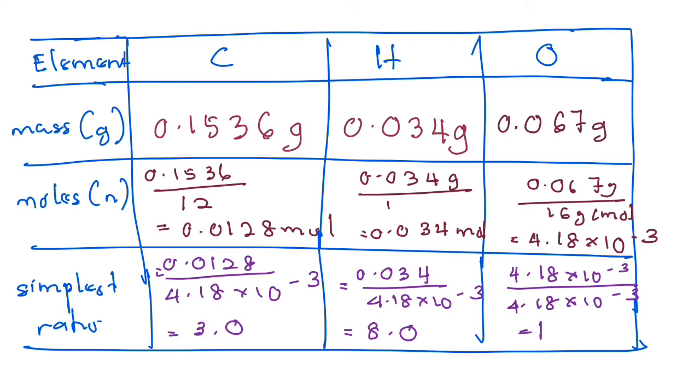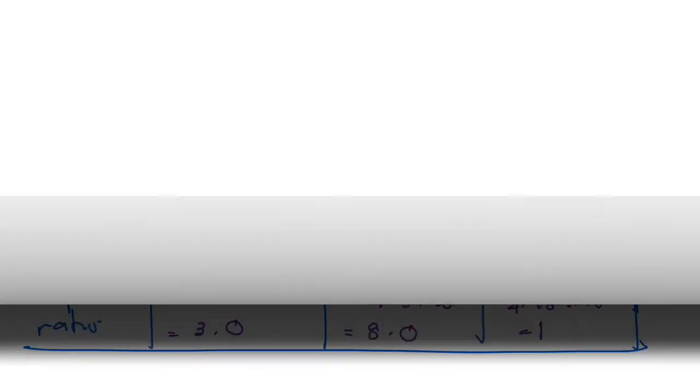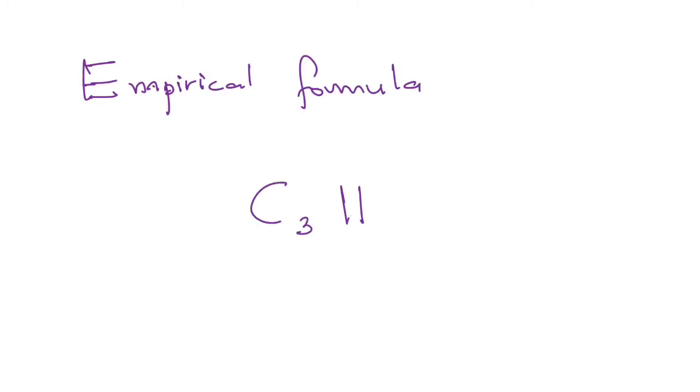Divide the number of mole for each element by the smallest number of mole amongst the elements. And finally, you will get the ratio 3, 8 and 1. The empirical formula for isopropyl alcohol is C3H8O.